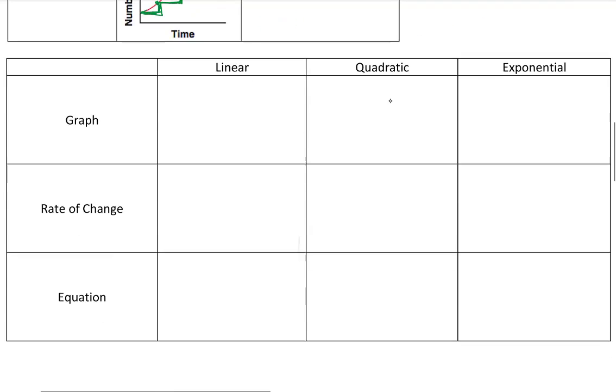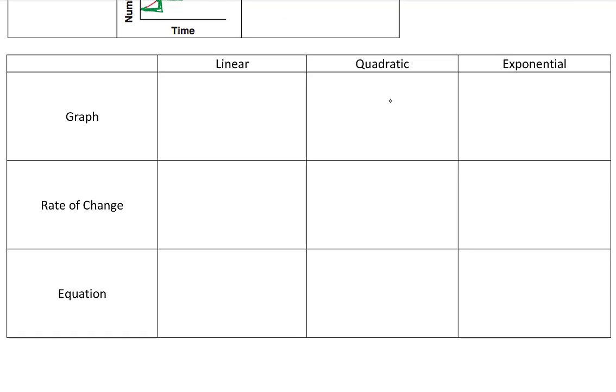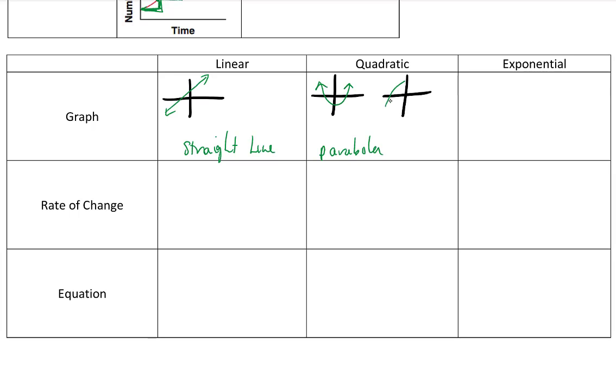The next thing we looked at is, how do you know whether you have a graph, a rate of change, or an equation that's linear, quadratic, or exponential? So first of all, let's start with a graph. So a linear graph will be one that, of course, is a straight line. A quadratic graph will be a parabola. So we can have a parabola that opens up or a parabola that opens downwards. And an exponential graph will be a graph that's always increasing or always decreasing.